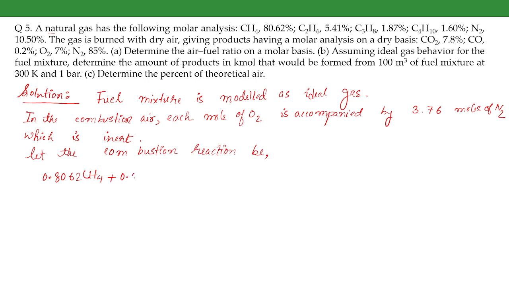Plus 0.0541, which is 5.41%, of ethane, plus 0.0187 of propane, plus 0.0160 of butane, plus 0.1050 of nitrogen. Along with the air that we are using, this nitrogen will also remain as inert.